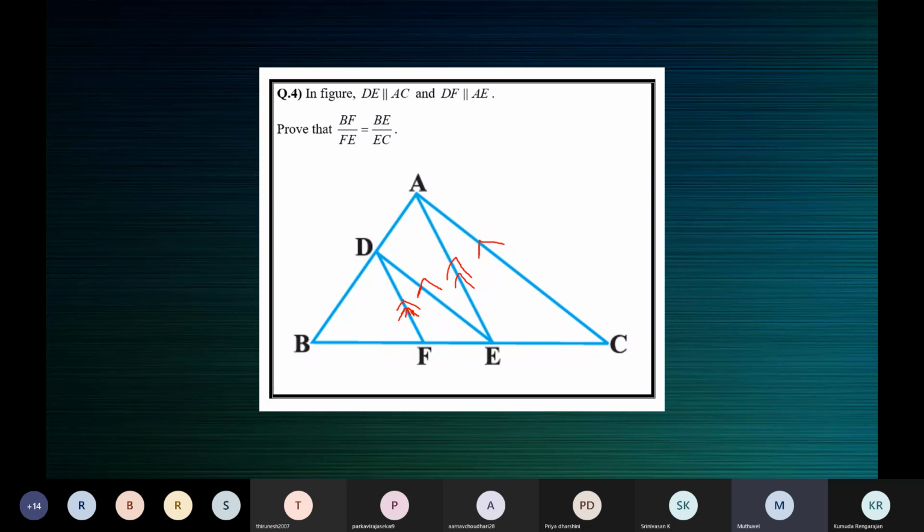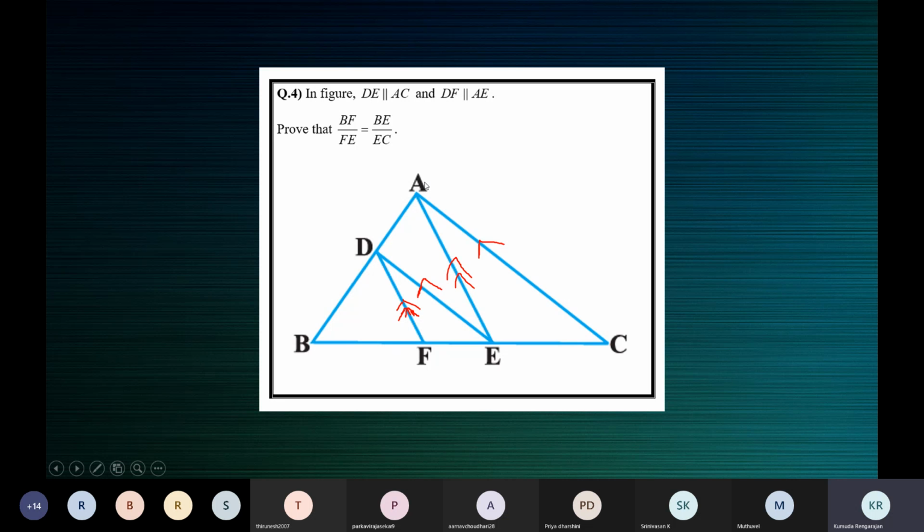AD by DB. But which is the correct proportion? You must say BE by EC is equal to BD by DA. See, like this it should be. BE by EC is equal to, see, this is DE. If you take BE in the numerator, you must take BD in the numerator. These two portions are on this side of DE, and AD and EC are on the other side of DE. If you say BE by EC, you must say it is equal to BD by DA.